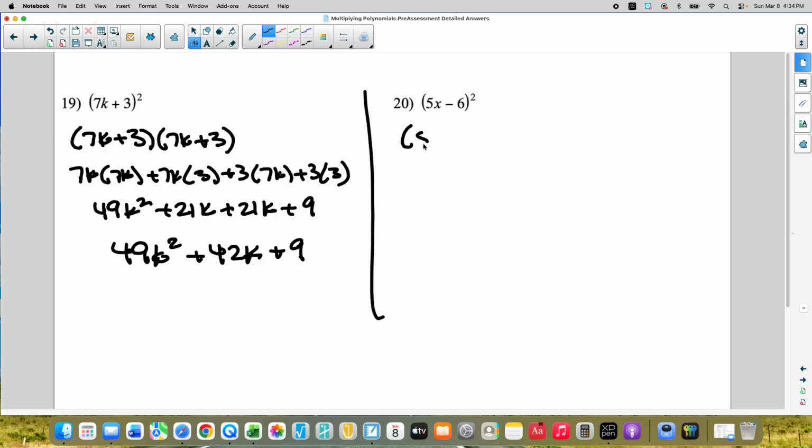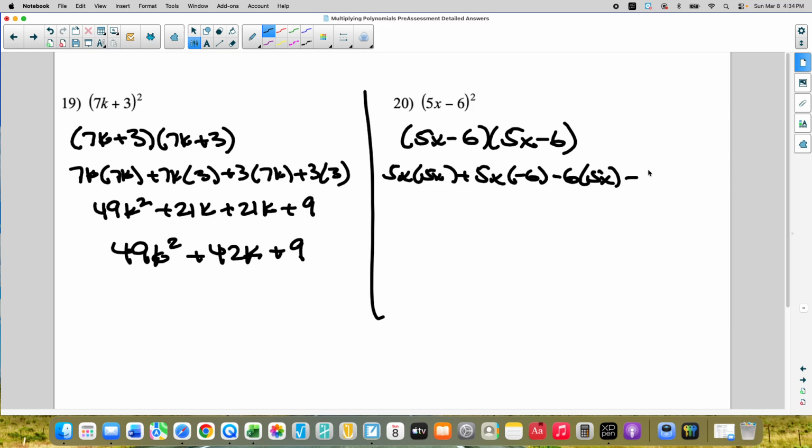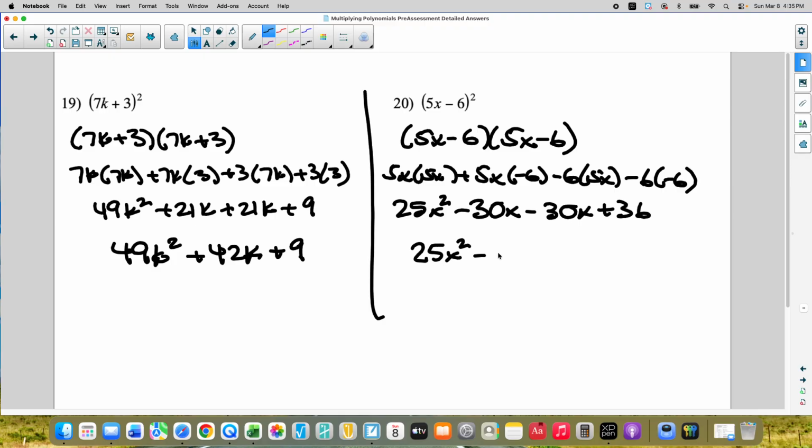And another one, 5x minus 6, 5x minus 6. 5x times 5x plus 5x times negative 6 minus 6 times 5x minus 6 times negative 6. 25x squared minus 30x minus 30x plus 36. 25x squared minus 60x, that's a big number, plus 36. Notice 5x times negative 6 gives us negative 30x, and then we would just double that.